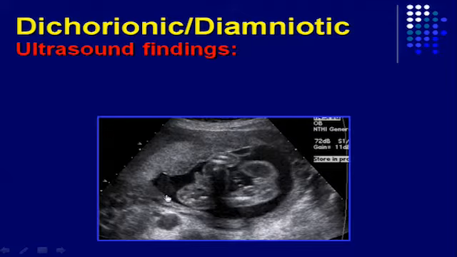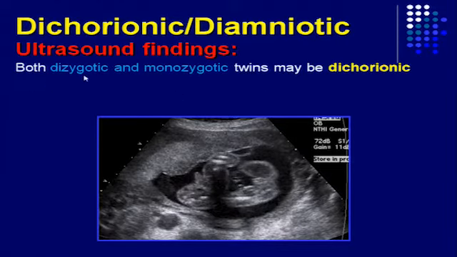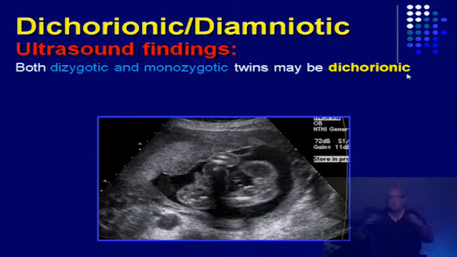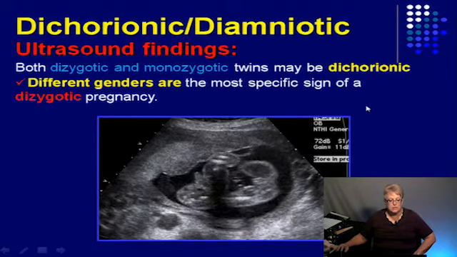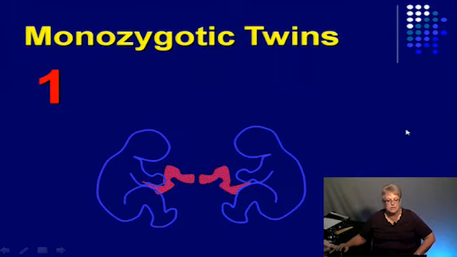The other way you can tell is if you have 1 boy and 1 girl. Now, they don't often line up like this, but when you see 1 boy, 1 girl, well, then you know that they're dichorionic. So both dizygotic and monozygotic twins can be dichorionic. You can have monozygotic twins that are dichorionic. They just split early. The earlier they split, the less they share, the fewer complications they have. So both dizygotic and monozygotic can be dichorionic. Different genders are the most specific sign for dizygotic twins.